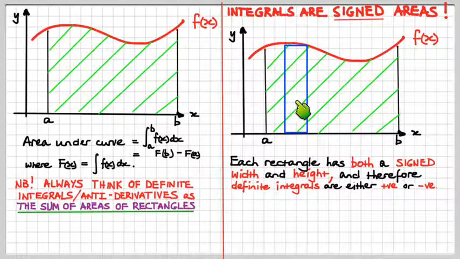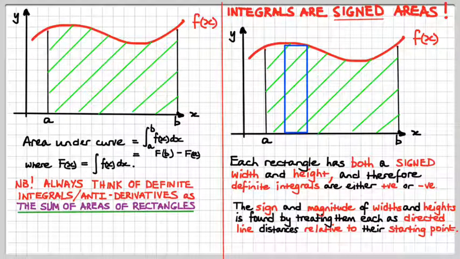Okay, this rectangle here, just for illustrative purposes, I want to explain to you that basically it has both a signed width, and a signed height, right? That is, the width and the height are both either positive or negative, and therefore the definite integrals will either be positive or negative, right? That's extremely important that you get that. The sign and the magnitude of the widths and the heights is found by treating them each as directed line segments or distances relative to their starting point.